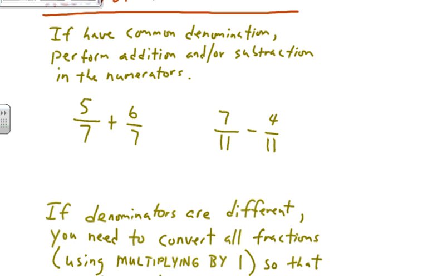So I think you guys know this already. If you have a common denominator, perform the addition and/or the subtraction, because sometimes you might have a three-part fraction. Then eliminate addition or subtraction in the numerator, and you leave the denominator the same, right? Because you've got 5 parts of 7 plus 6 parts of 7. What do we have? 11 parts. So we have more than a whole, right? So we have 1 and 4 sevenths there.